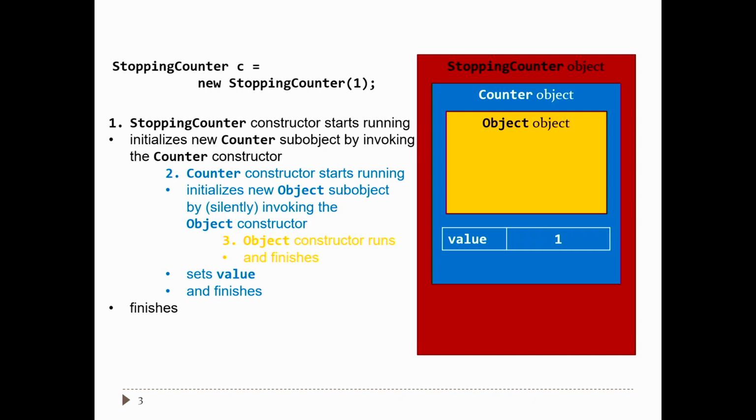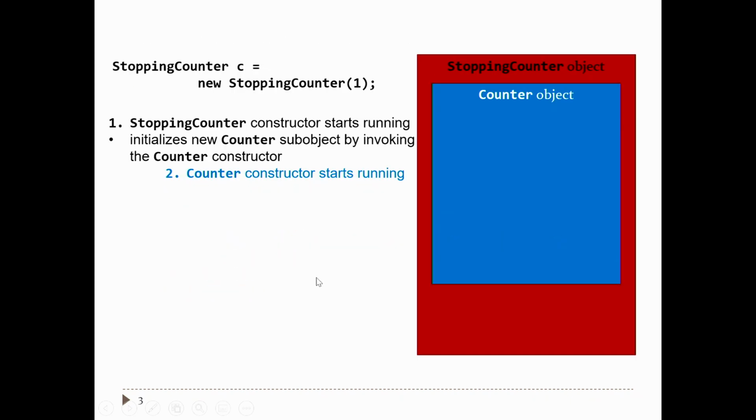Let me just change what's on the board. So the way that we've implemented the stopping counter constructor is as follows. Here we've written super value, and then there's nothing after it. So the stopping counter constructor finishes running, and you've now got a completely initialized stopping counter object.